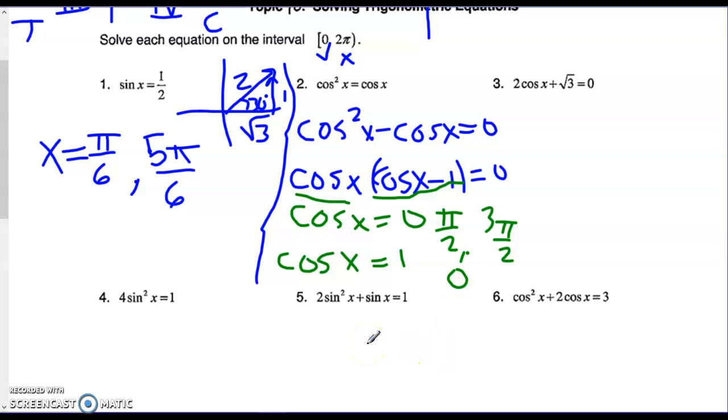From positive 1. Okay? I'm not going to do number 3 entirely, but just make sure that you subtract the root 3 to both sides of the equation. And then divide both sides by 2.